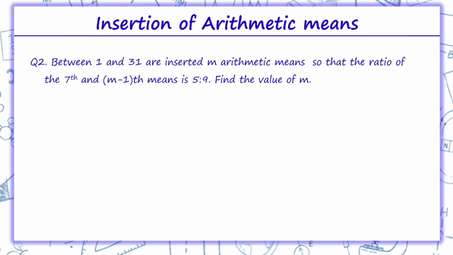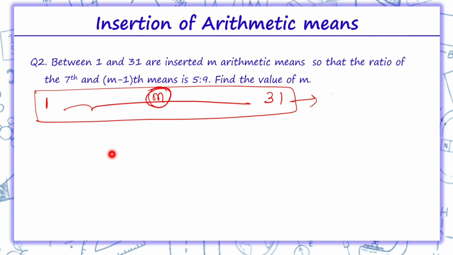Coming on to the next question, between 1 and 31, m arithmetic means are introduced over here. So with m arithmetic means, the total number of terms becomes m plus 2. So the ratio of the 7th and (m minus 1)th term is 5:9. Now the 7th term, according to this AP, becomes the 8th term, and the (m minus 1)th term becomes the mth term. One term ahead will be taken because of the added first term.